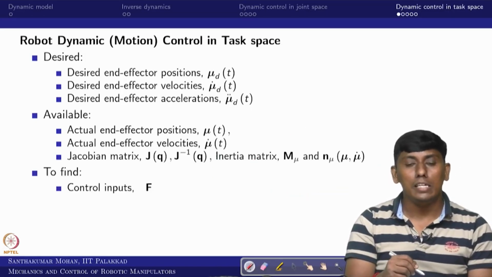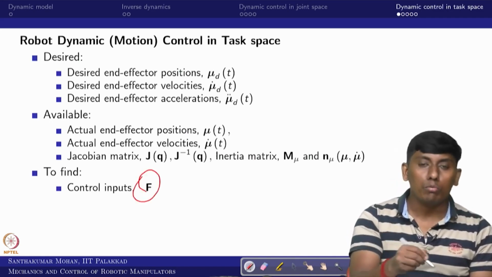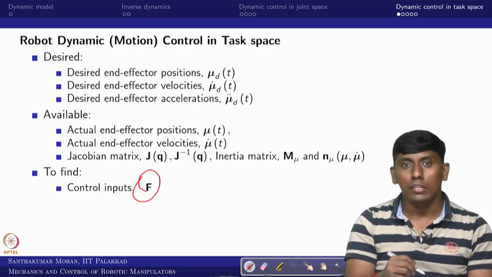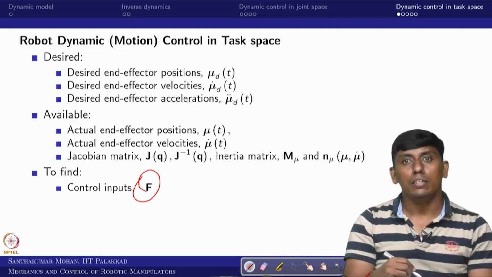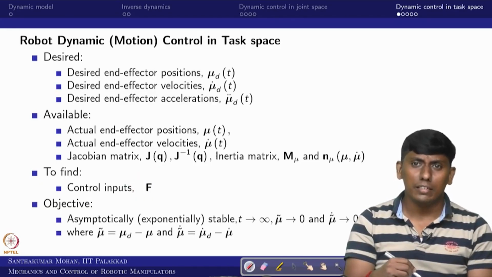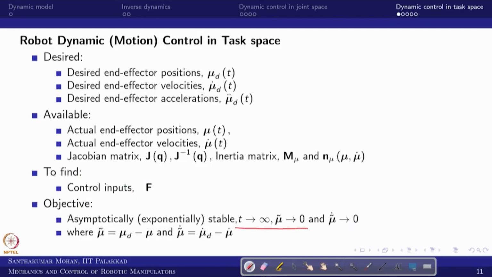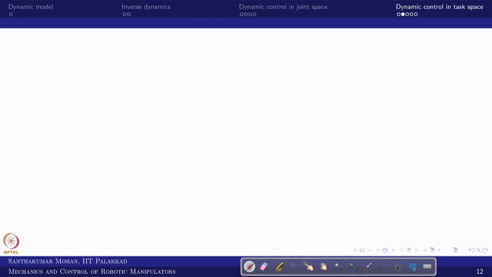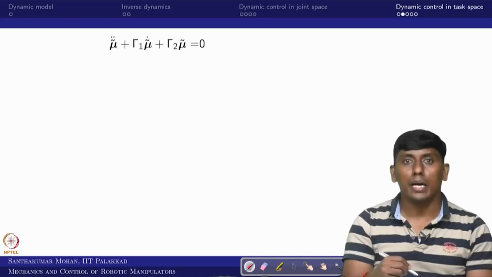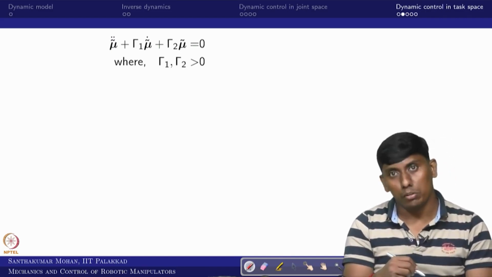So what would be the target for us? We need to find out the end effector forces and moments, so that we can control the system in task space. So what we expect is that as t tends to infinity, mu tilde and mu tilde dot are supposed to be 0, and we know the convention, we take mu tilde as mu desired minus mu. So in that sense we can use what we know. Again we can come back to the second order error dynamics, which is going to be a stable system where gamma 1 and gamma 2 are positive constants.